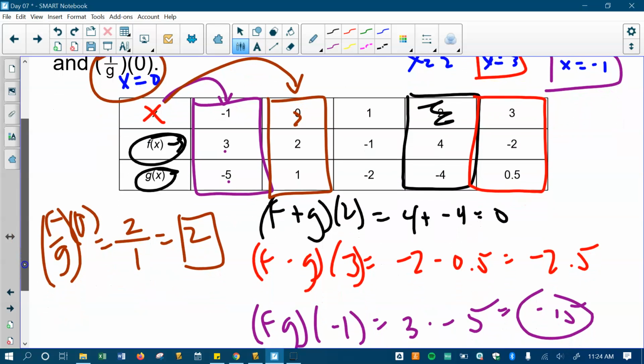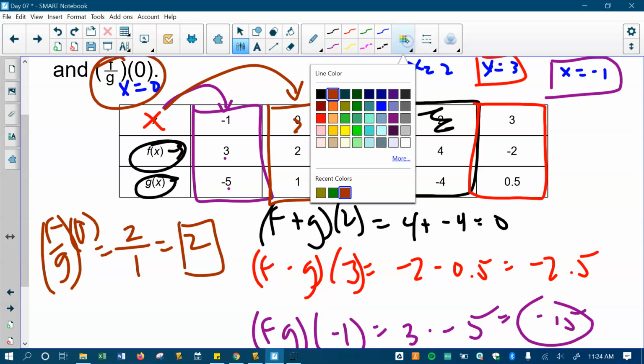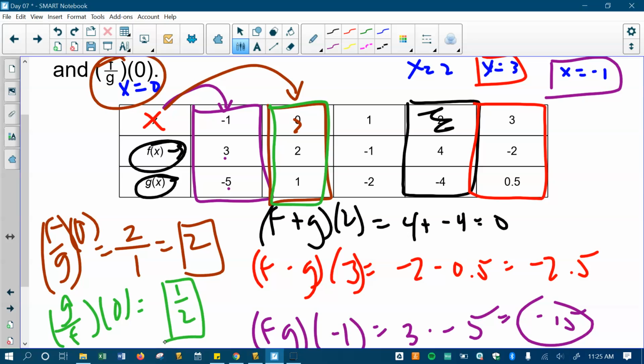Please note it may not always be f over g. For instance, if you had g over f as a different problem at 0, you would still be looking at these two numbers, 2 and 1, when x equals 0. But g would be first on top, so this one would be 1 over 2. I just brought up that extra problem so you're aware that the order does matter here, and we're not just putting one number over the other blindly.